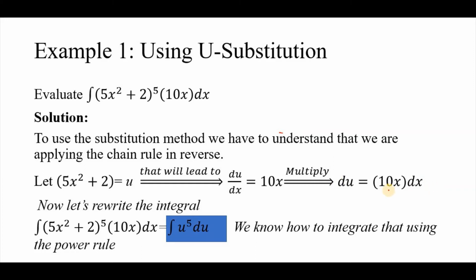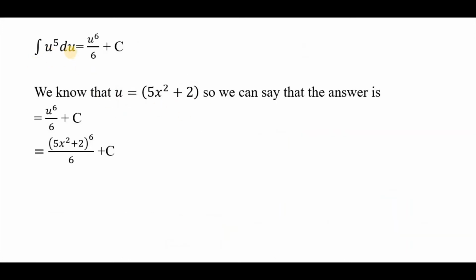Now, we have this amount, 10x dx, and we found it when we differentiated u, so it's equal to du. If we rewrite this integral in terms of u, we get the integral of u to the fifth du. Now we know how to integrate that because we can use the power rule. If you use the power rule, you will get u to the sixth over 6 plus c.